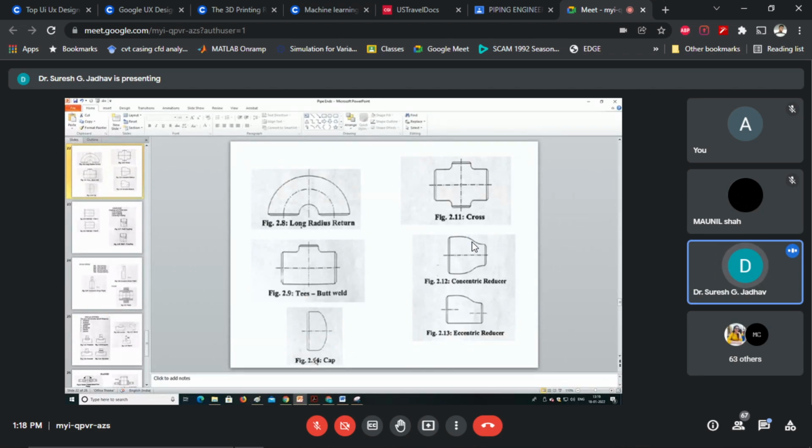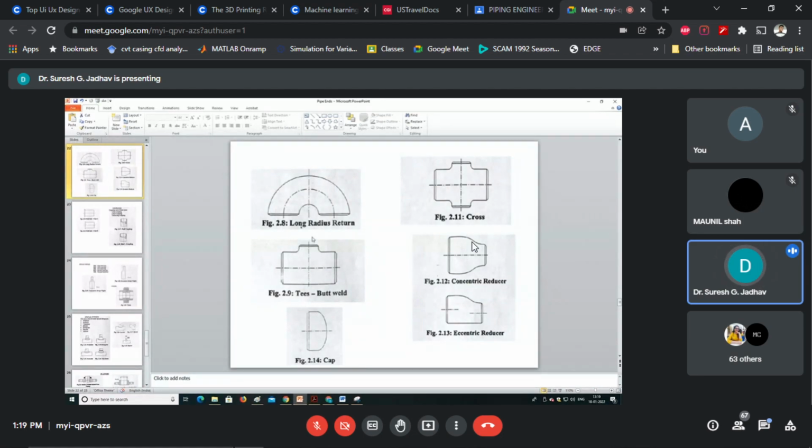these are used for branching off for low pressure services. See the T. Here we can connect three pipes with the help of butt weld connections. Branching off is done by direct welding of the branch pipe. See here, you can weld another pipe, here one more pipe, and a third pipe in the vertical direction. So we can connect with the help of butt welds, done by direct welding of the branch pipe.